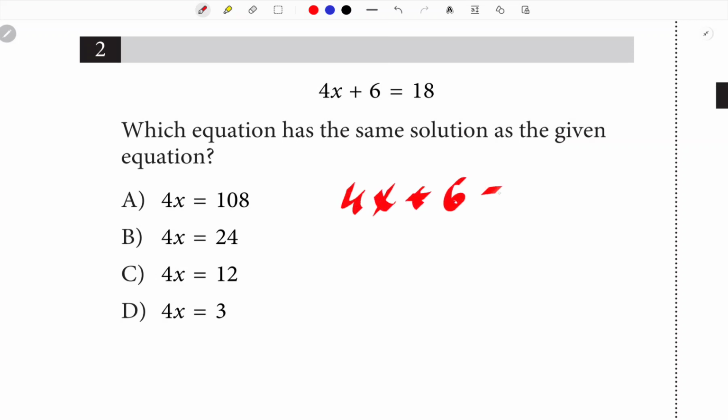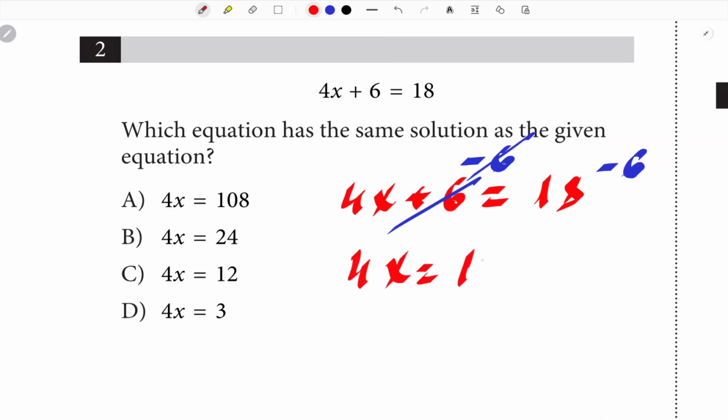So next one is 4x plus 6 is equal to 18. I must delete the 6, so add negative 6 to each side of the equal sign. Positive 6, negative 6, simplify. 4x is equal to 18 minus 6, which is 12. x is equal to 3. So the question asks for the same solution, where x is equal to 3, in equation C.